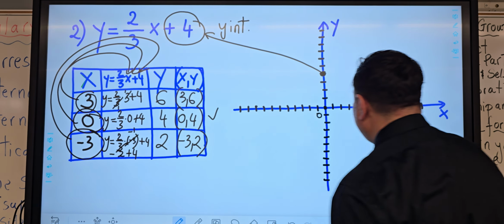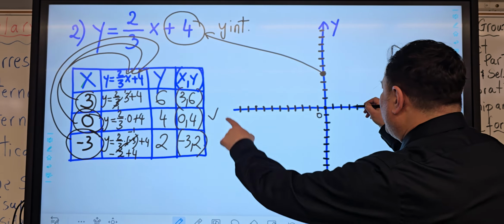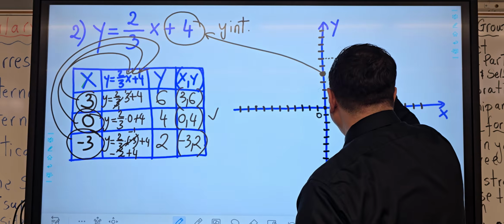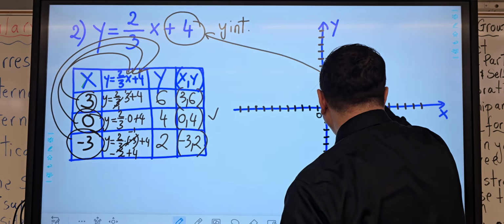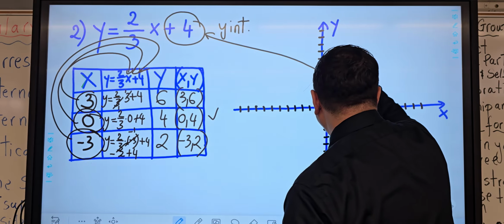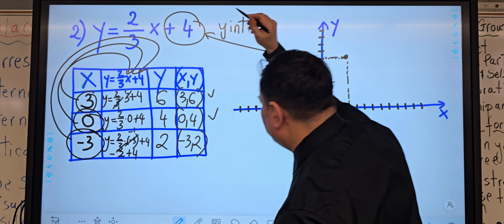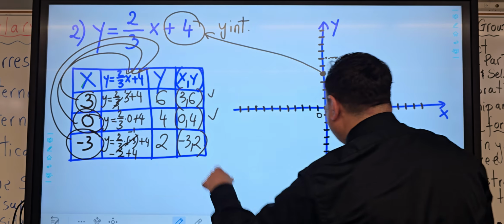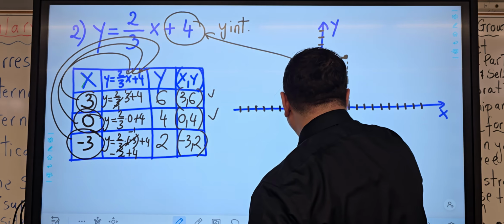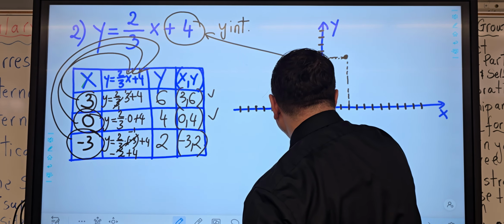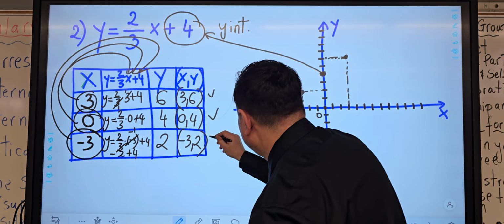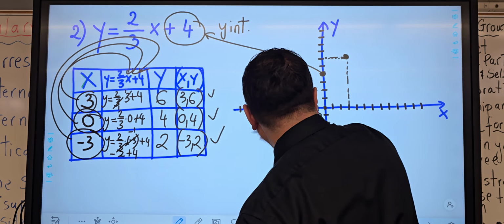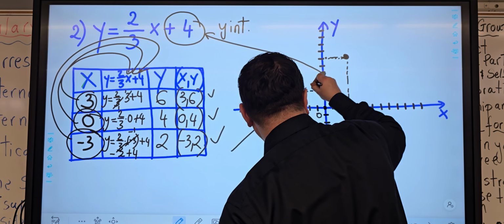When x equals 3, 1, 2, 3, y equals 6. 1, 2, 3, 4, 5, 6. Right there. This is the top ordered pair. And finally, when x equals negative 3, y equals 2, right here. Okay. So, of course, we are going to connect these dots and we are done. So the line goes through those points.